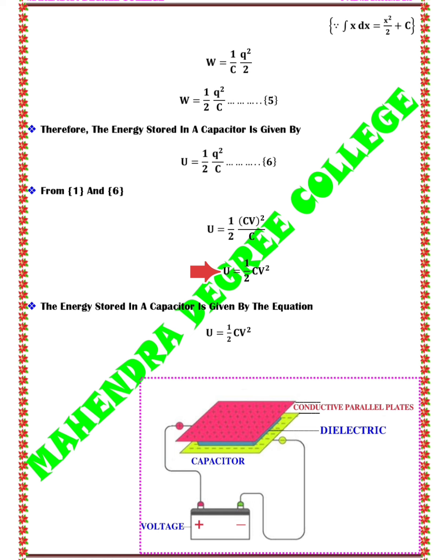So now the equation becomes U equals 1 by 2 C square V square by C. Simplify the fraction. It means numerator C square and denominator C cancel, and the remaining term in the numerator is C. So the final expression is U equals 1 by 2 CV square.